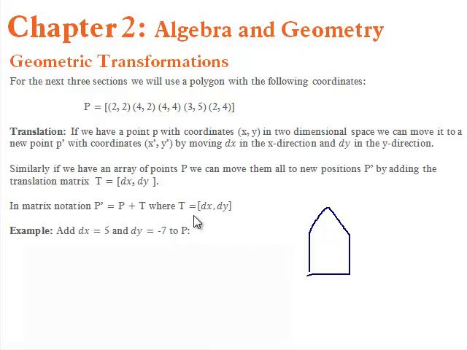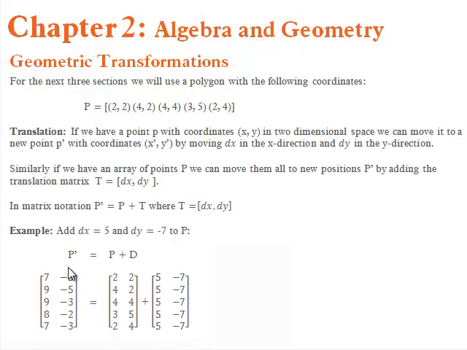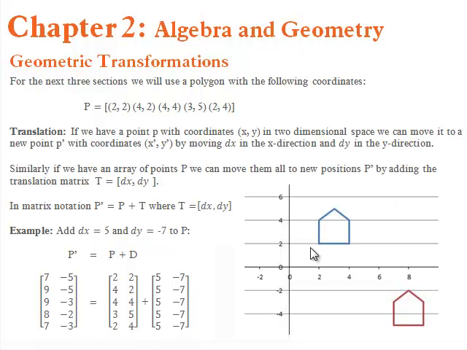Translation is carried out by adding the translation matrix to the array of points. So there's our original array, there's the translation, which is dx of 5 and dy of 7. 2 plus 5 gives us 7, 4 plus 5 gives us 9, 2 minus 7 gives us minus 5, and so on. And the result looks like this. So the point, the corner here, which is 2, 2, has now moved. That 2 has gone to 7, and that 2 has gone to minus 5. So the point translates to there, and each other point transfers in the same way.